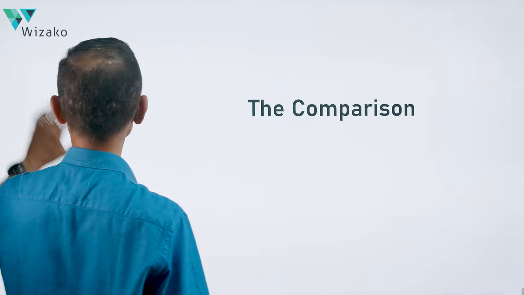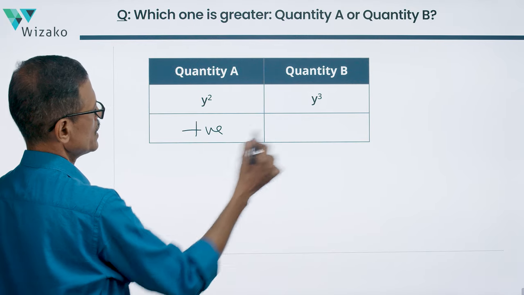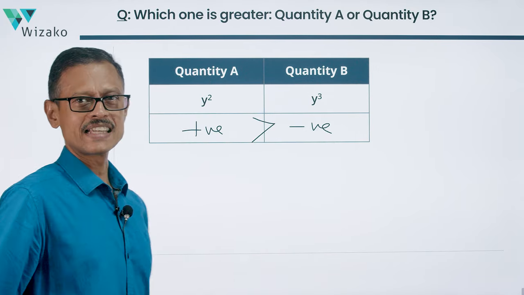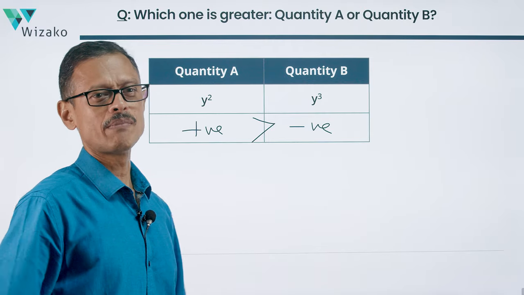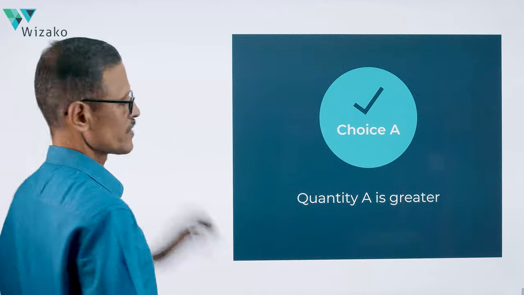Let's do the comparison right now. The comparison is quantity A is y square, which is a positive number. Quantity B, y cube, is a negative number. A positive number is always greater than a negative number, notwithstanding what the magnitude is. So quantity A is greater than quantity B. Choice A is the correct answer to this question.